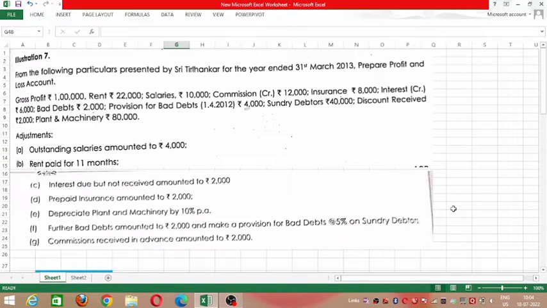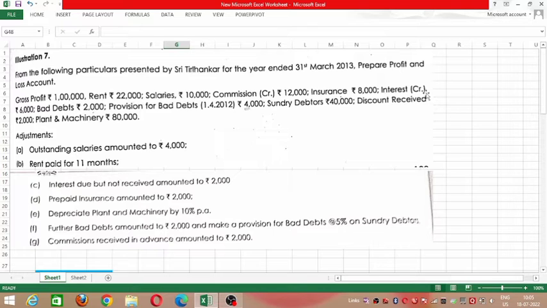We can notice here next to commission and next to interest they have mentioned credit. What is the meaning of that? It is nothing but commission received and interest received. It is income for the business, so it is written on the credit side of the profit and loss account. We can notice they have given old bad debts and old provision for bad debts. So related information to this might have been given in the adjustments.